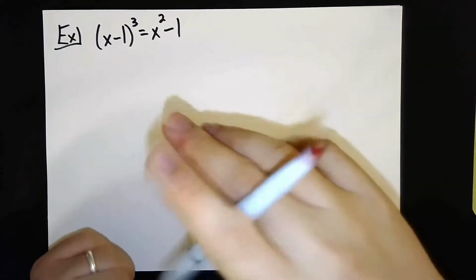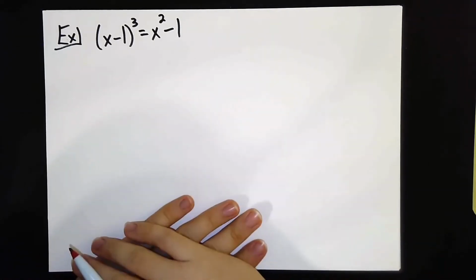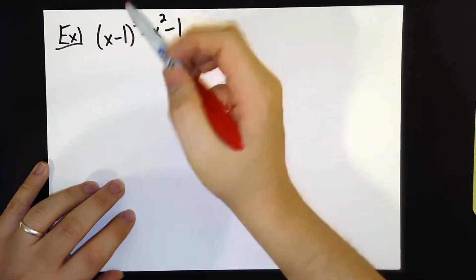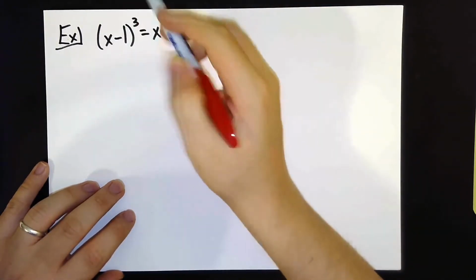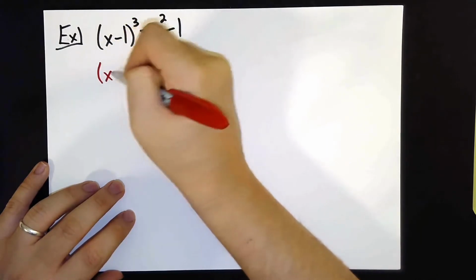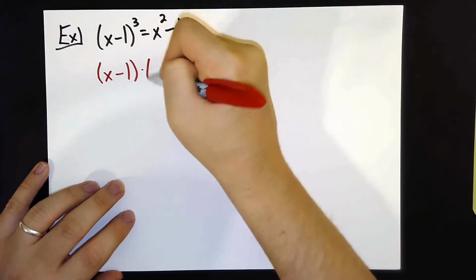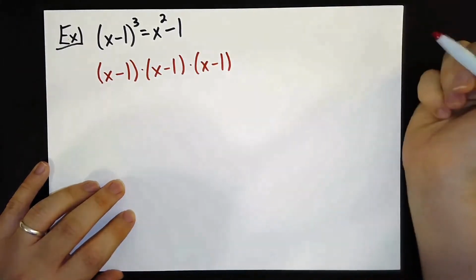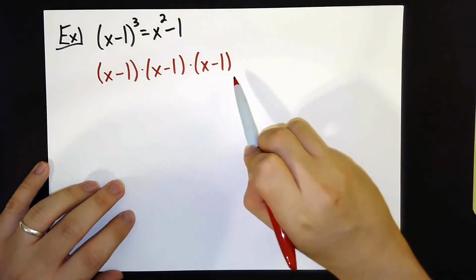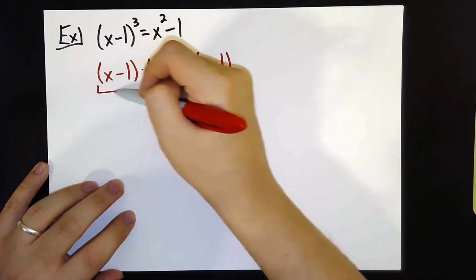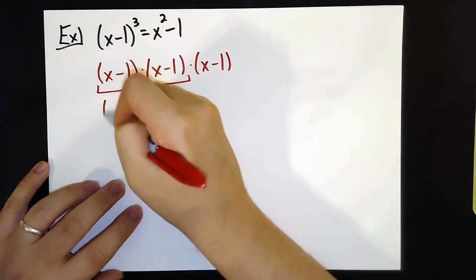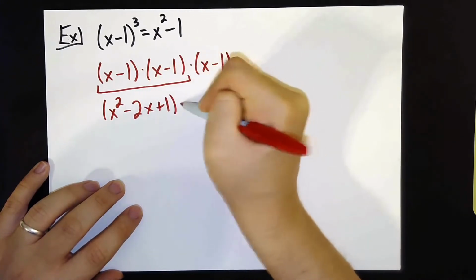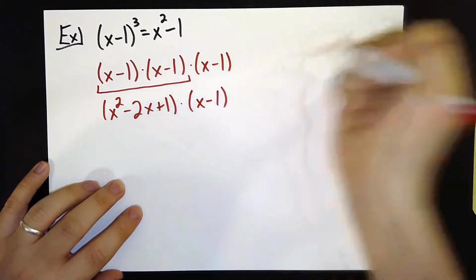So before I can do anything, just like before, I have to simplify everything here. That is, I need to expand out this x minus 1 cubed. And I want to remind you, x minus 1 cubed is just x minus 1 times x minus 1 times x minus 1. So I need to FOIL this all out. I'll FOIL out this piece first, which will give me x squared minus 2x plus 1 times x minus 1. Okay.